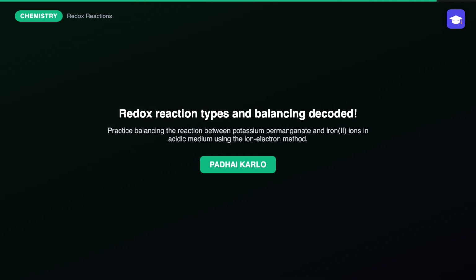That's classifying redox reactions and the ion-electron balancing method. Keep the four reaction types and the systematic balancing steps sharp. They turn intimidating redox equations into a mechanical process.